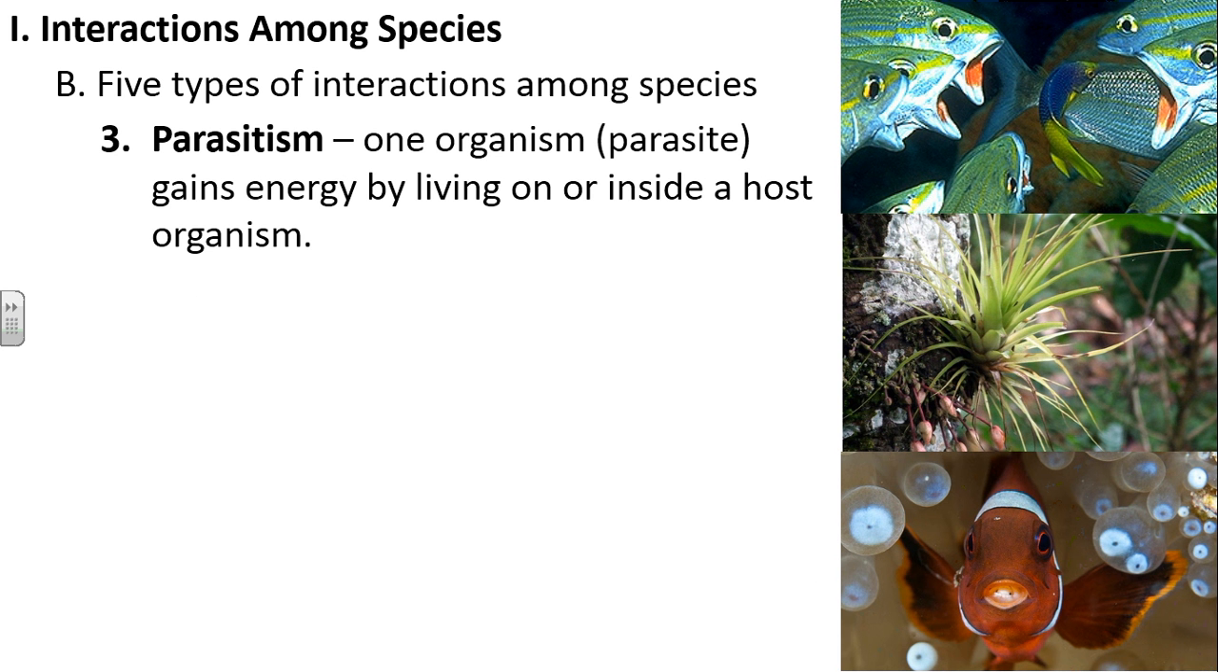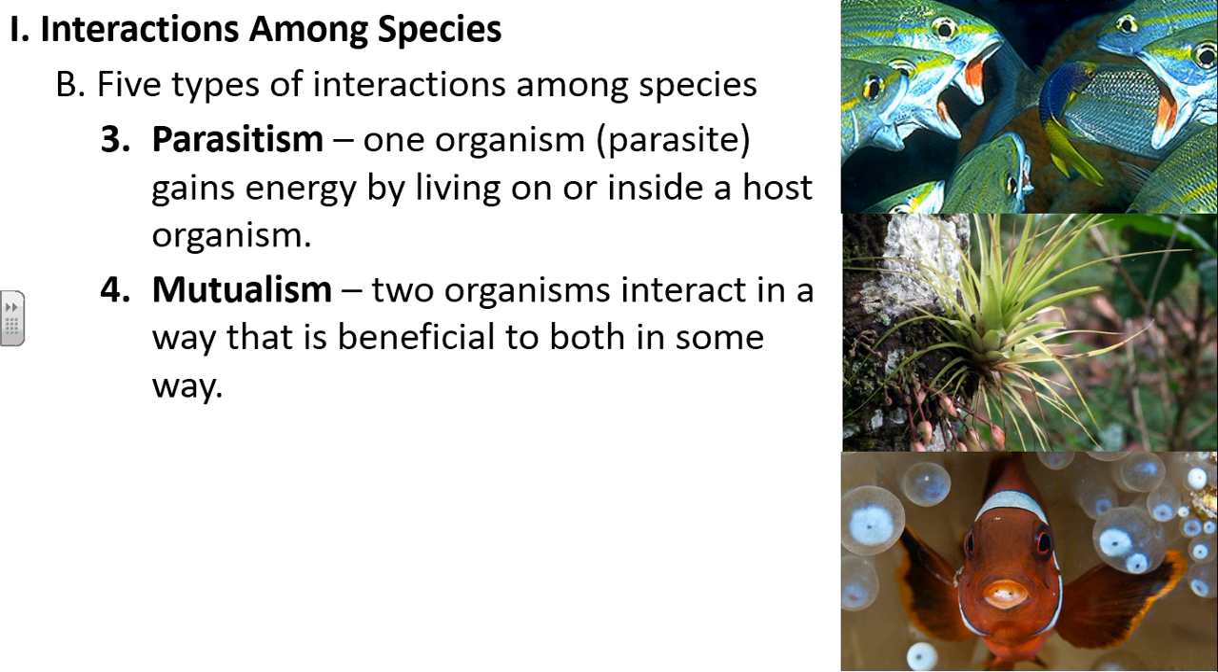Continuing with the 5 types of interactions, we also have parasitism. And this is where one organism, the parasite, gains energy by living on or inside the host organism. Can you tell which of the 3 pictures to the right is an example of parasitism? It may be hard to discern at first, but the correct answer is the one at the bottom with the clownfish. If you look very carefully, there is a little parasite living inside the fish's mouth. So it actually has latched onto his tongue and eats the food that he's trying to eat. This is a very dangerous parasite for fish to get, so they are always looking for ways to get rid of it. And we'll come back to that in just a moment.